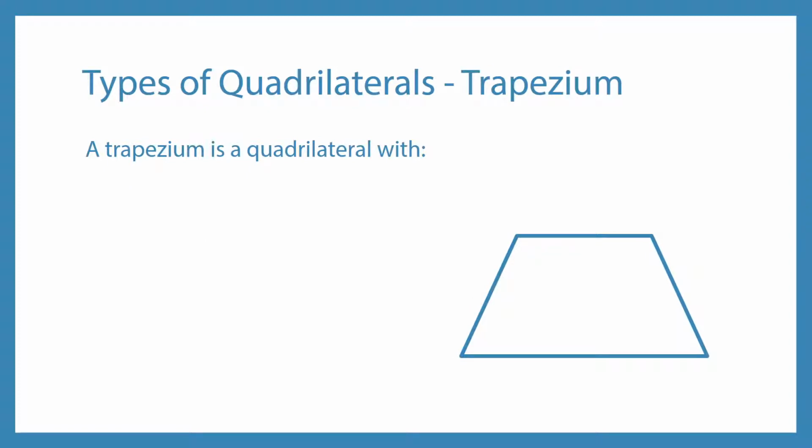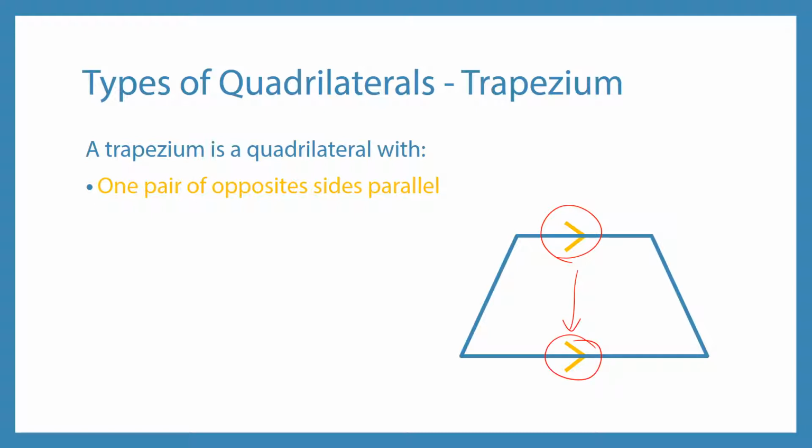So a trapezium is a quadrilateral, this time with one pair of opposite sides being parallel. However, it really is only one pair of opposite sides parallel. So a parallelogram, where both pairs of opposite sides are parallel, is not a trapezium. A trapezium will only have one pair of opposite sides being parallel.